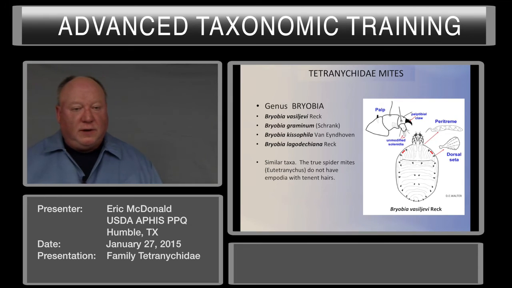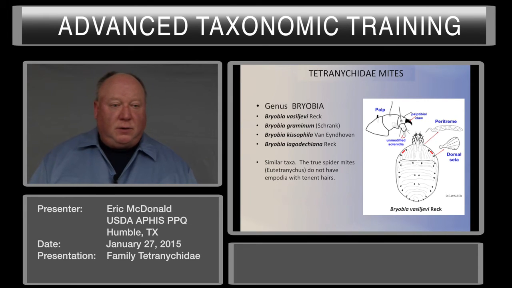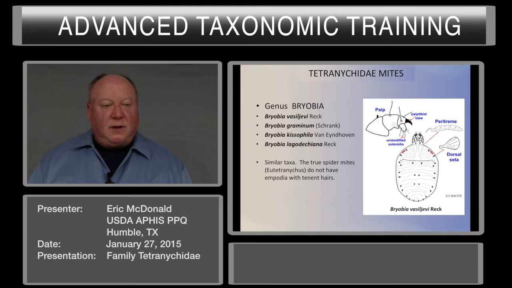Bryobia of current quarantine interest include Bryobia graminum, Bryobia kissophila, Bryobia lagodechiana, Bryobia vasiljevi, and this mite sometimes is confused with some of the true spider mites, Tetranychidae.